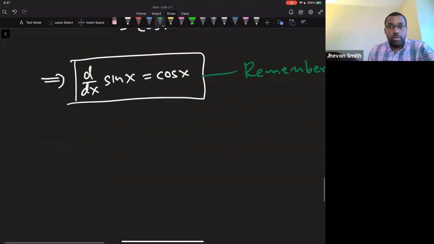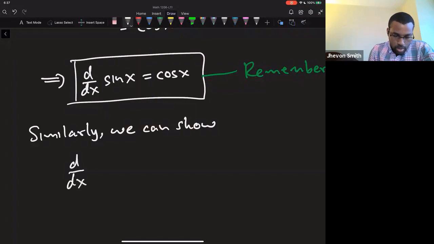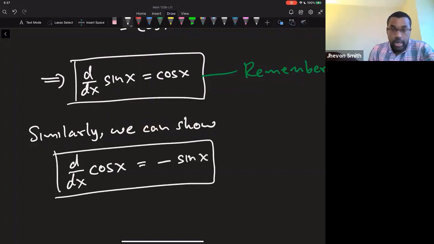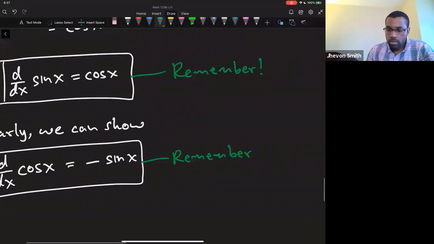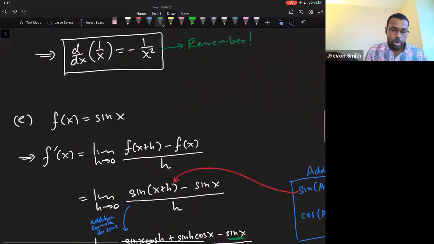I'm not going to do it for you because it's very similar, just applying the trig formulas again. Similarly, we can show that the derivative of cosine of x is actually minus sine of x. And very important that you know that negative is there. Remember this. Okay. So these are some new formulas that we should remember.